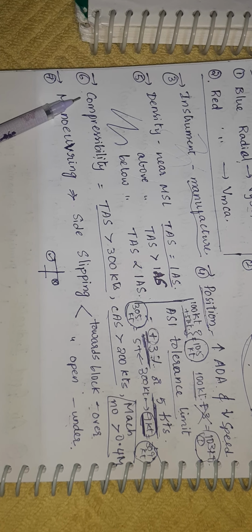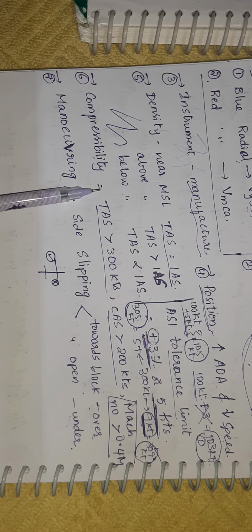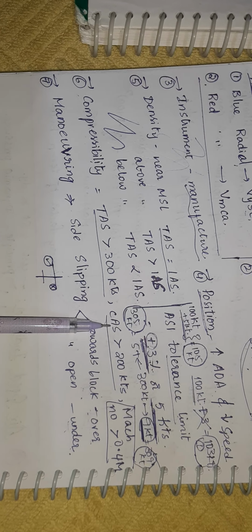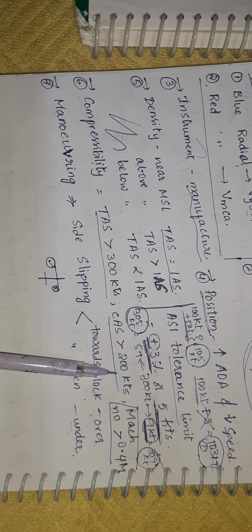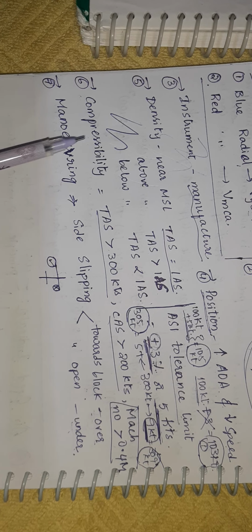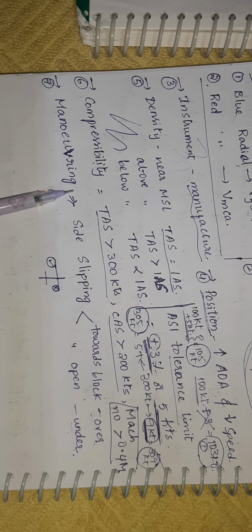Okay. Then we have compressibility error. Compressibility error occurs when true airspeed is greater than 300 knots, calibrated airspeed is greater than 200 knots, and Mach number is greater than 0.4 Mach. And we have finally maneuvering error.